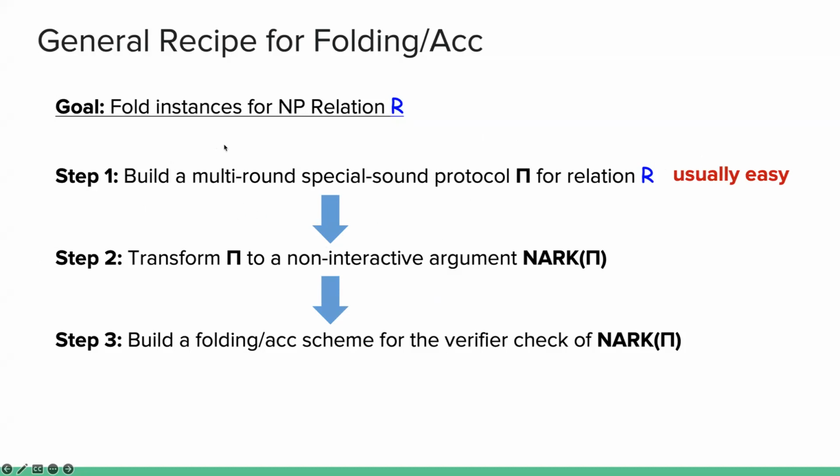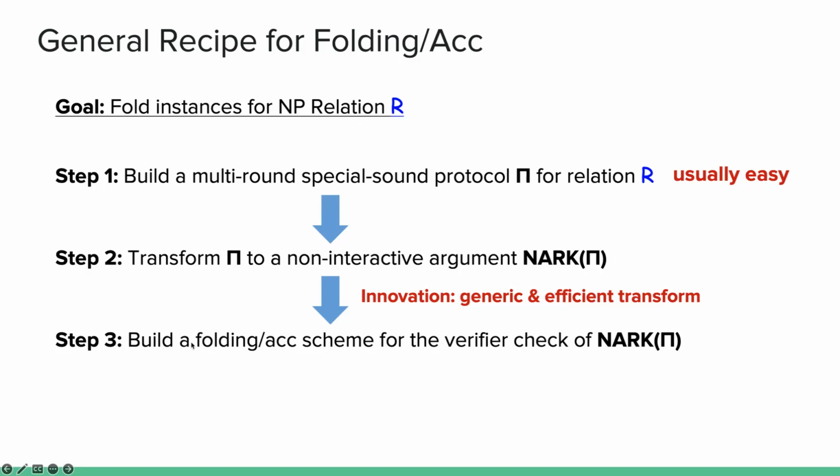So first, given this interactive protocol, which is special sound, for which I will explain what special sound means later, we can transform this interactive protocol into a non-interactive argument of knowledge through some standard transformation. And after that, one of the innovations here is that we will have a generic and efficient transform for the NARK verifier of these NARK arguments. And we can build a folding scheme for this NARK proof, which is essentially a folding scheme for the relation R, because the NARK proof is just proving some instances are in a relation R.